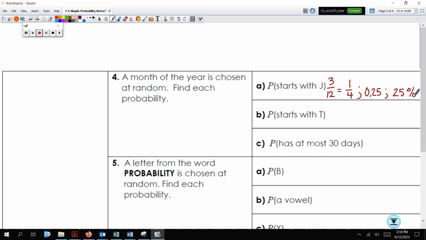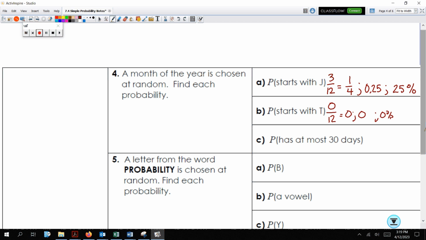All right, the probability it starts with a T. Yeah, so there are no months that start with the letter T, so that would be 0 out of 12, 0. The decimal is 0, and the percent is 0. So easy. All right. Probability that it has at most 30 days.